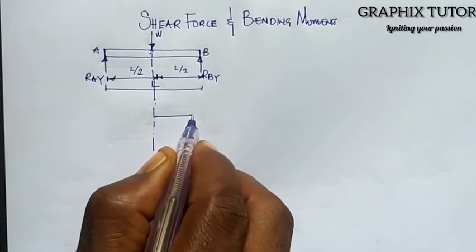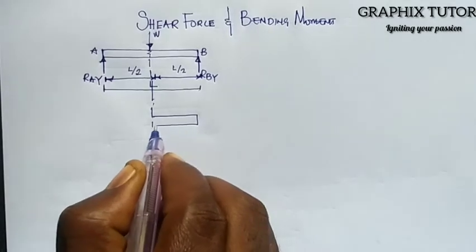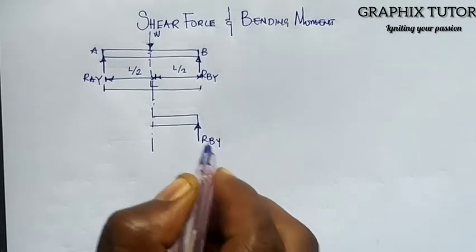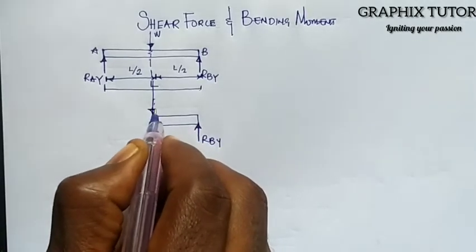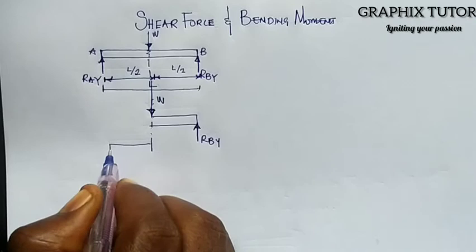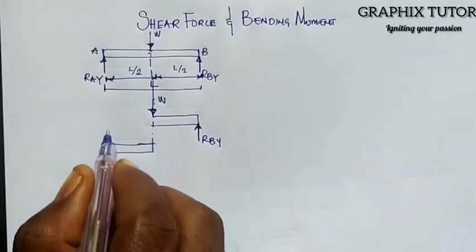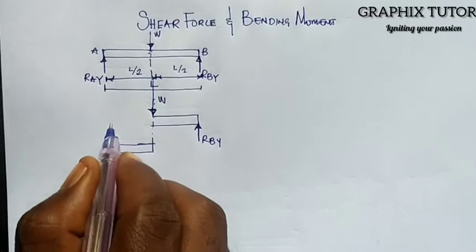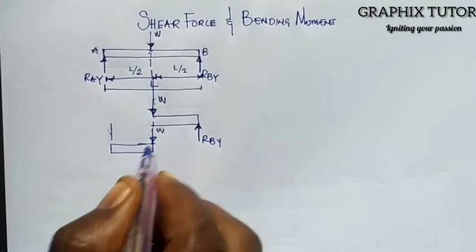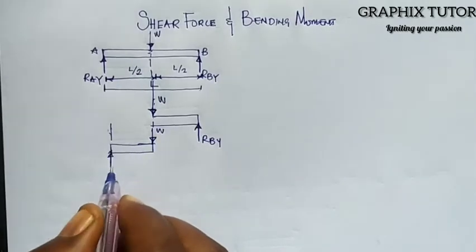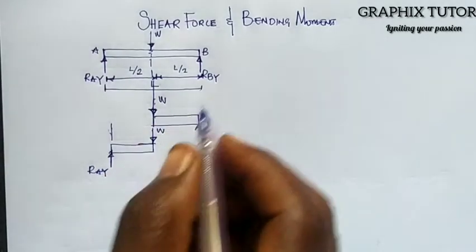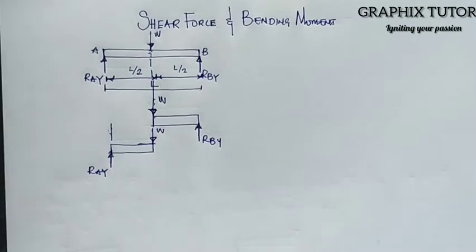So at this junction here, let's draw our center line. Let's say we have this beam that has been broken into two equal halves. At the right hand side we have RBY and the load W on this part, and on the left hand side we have the load W at this point, then this point here we have RAY, right?